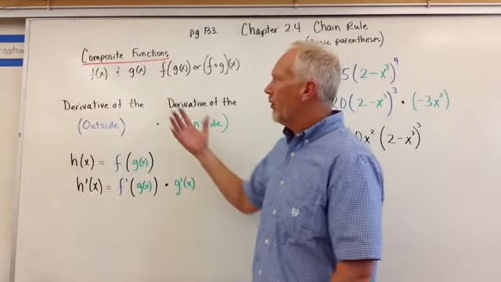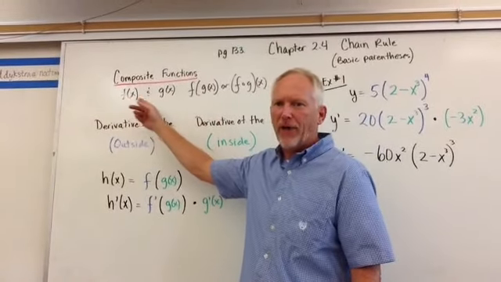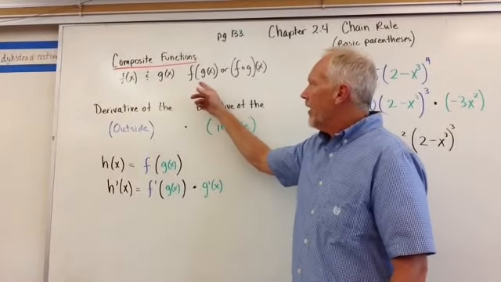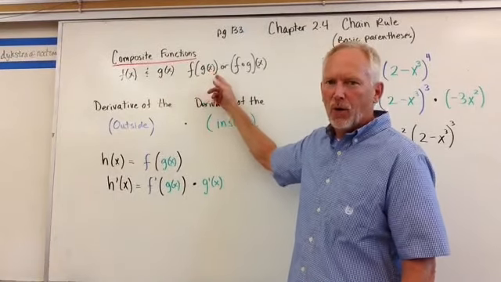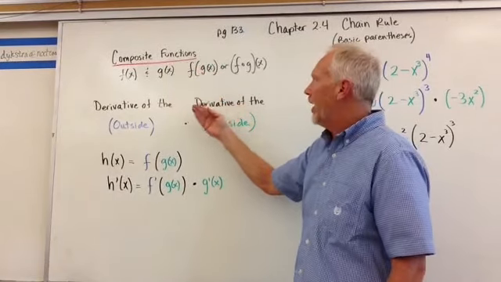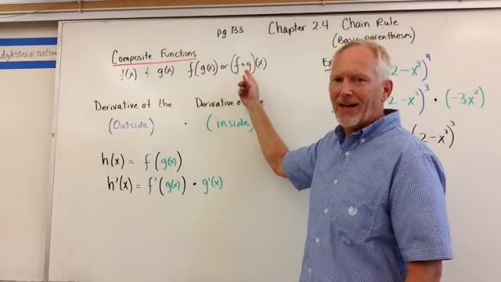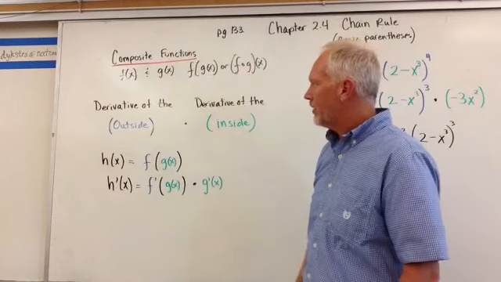So it's just a matter of having two functions. You've got f of x and g of x. And then you have the composite, which would be f of g of x, where g of x is inside f of x. Or we could see it notated this way, f of g of x.